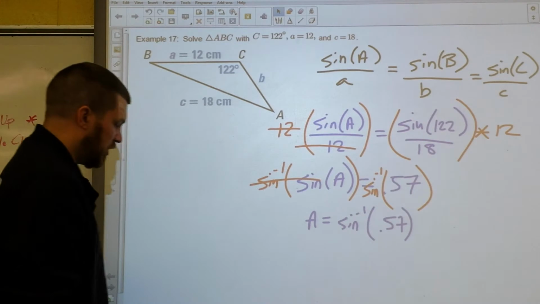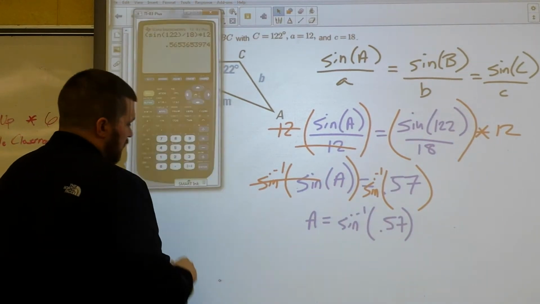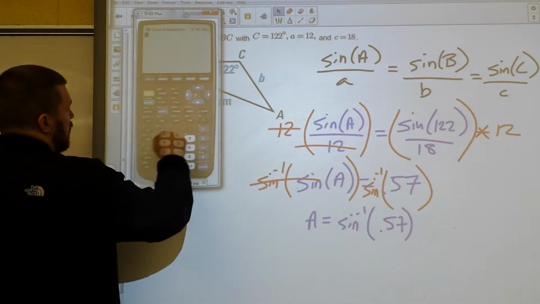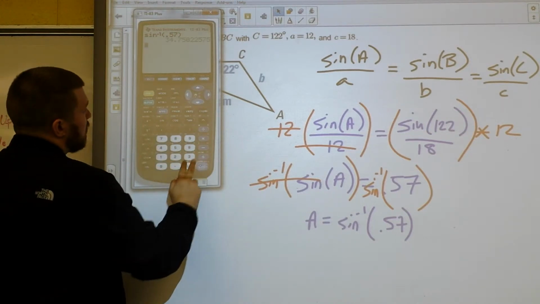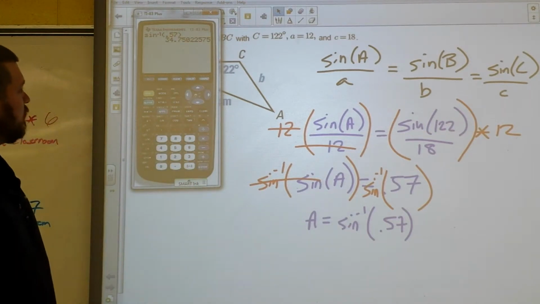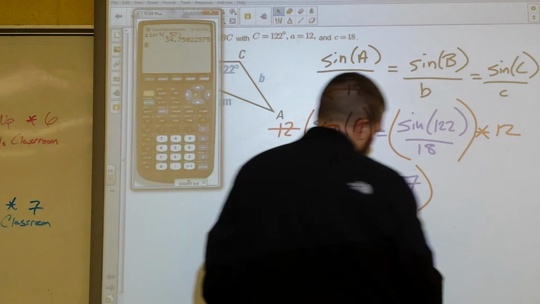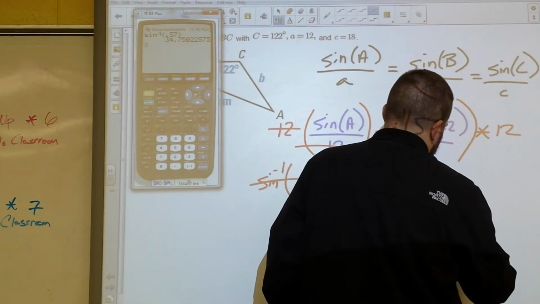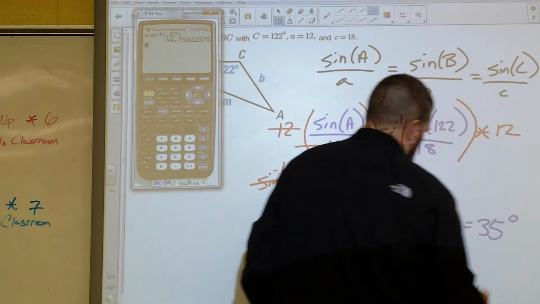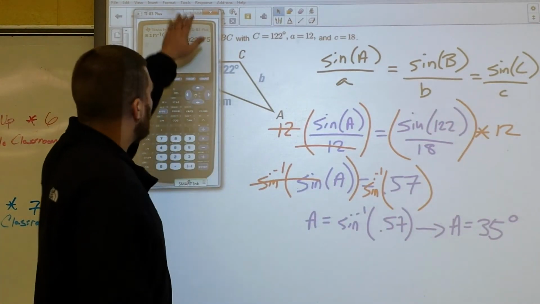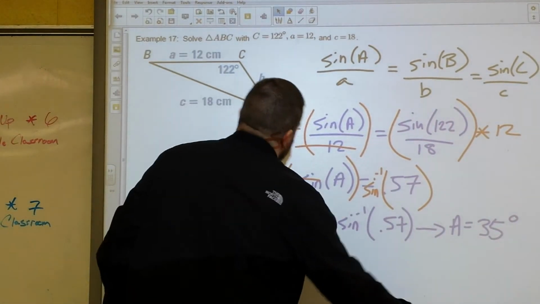Again, I'm still in degree mode, so I'm going to type this in my calculator now. Alright, so second sine to get sine inverse of 0.57 is about 34.75. I'm going to go ahead and round to the nearest whole degree and call this angle A is about 35 degrees. Again, that's rounded, but that's okay. So I'm going to plug it into my picture.